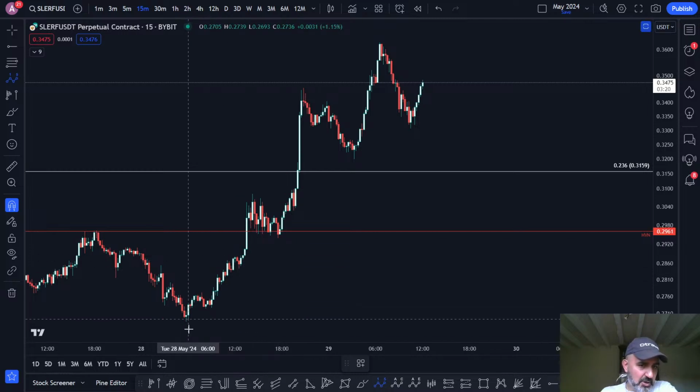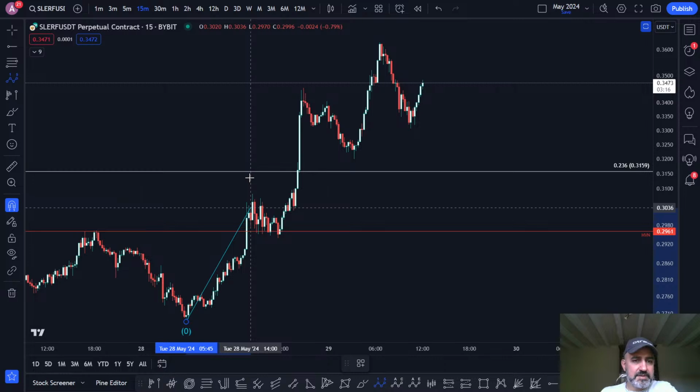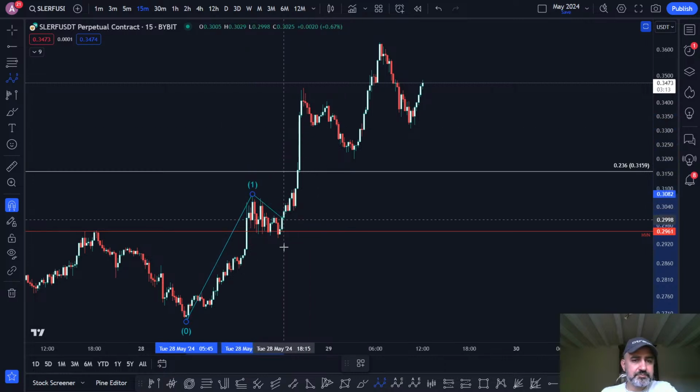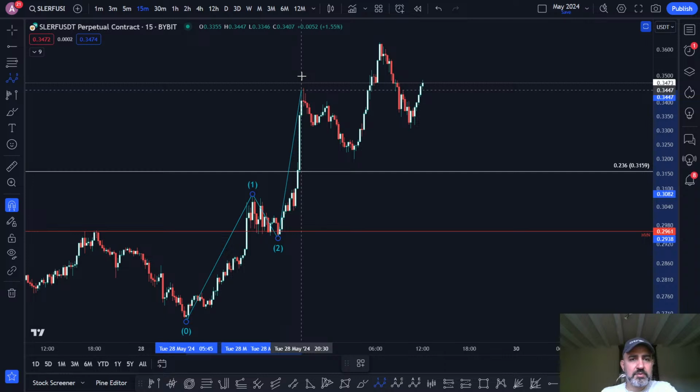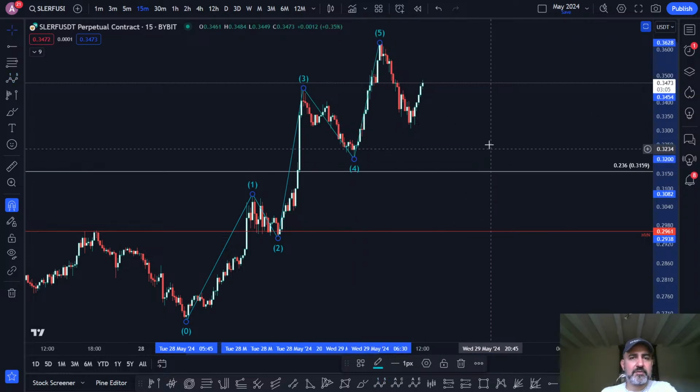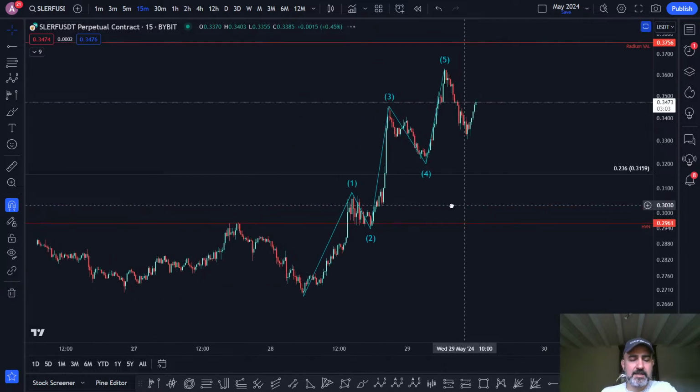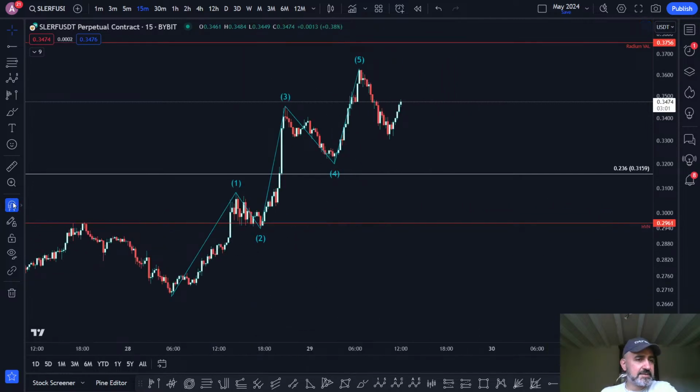You take it from the low where it begins effectively. That's wave 1, wave 2, wave 3, wave 4, wave 5. That's your 5 waves. Okay, the rules are intact, so it's important to check the rules are intact.